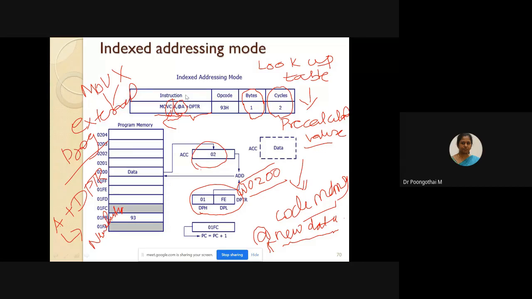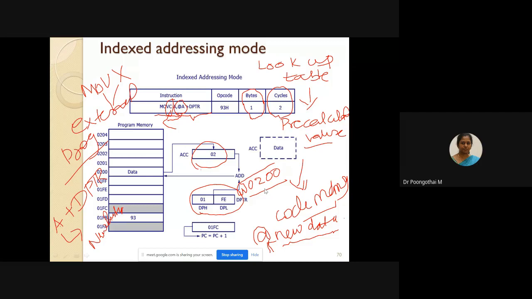Before execution, your accumulator holds 02, and DPTR holds 01FE, which is a 16-bit value. DPL holds FE, DPH holds 01. During the execution, these two values will get added, A plus DPTR. Here your A acts as an offset value, that is the distance from the main content. So 01FE is added with 02, and the new address will be generated.